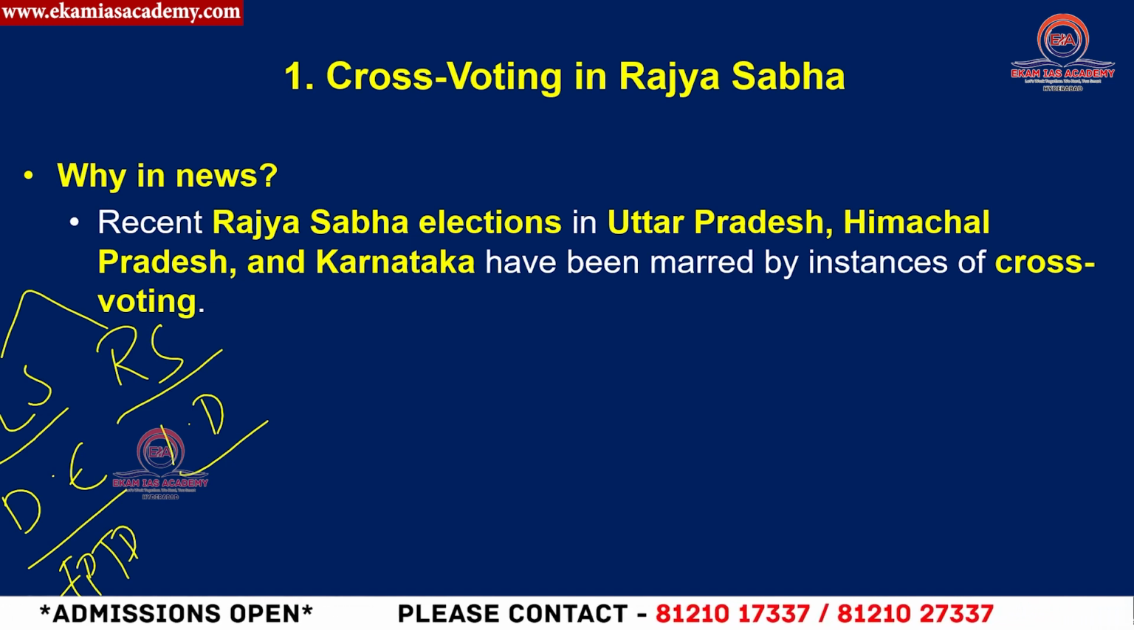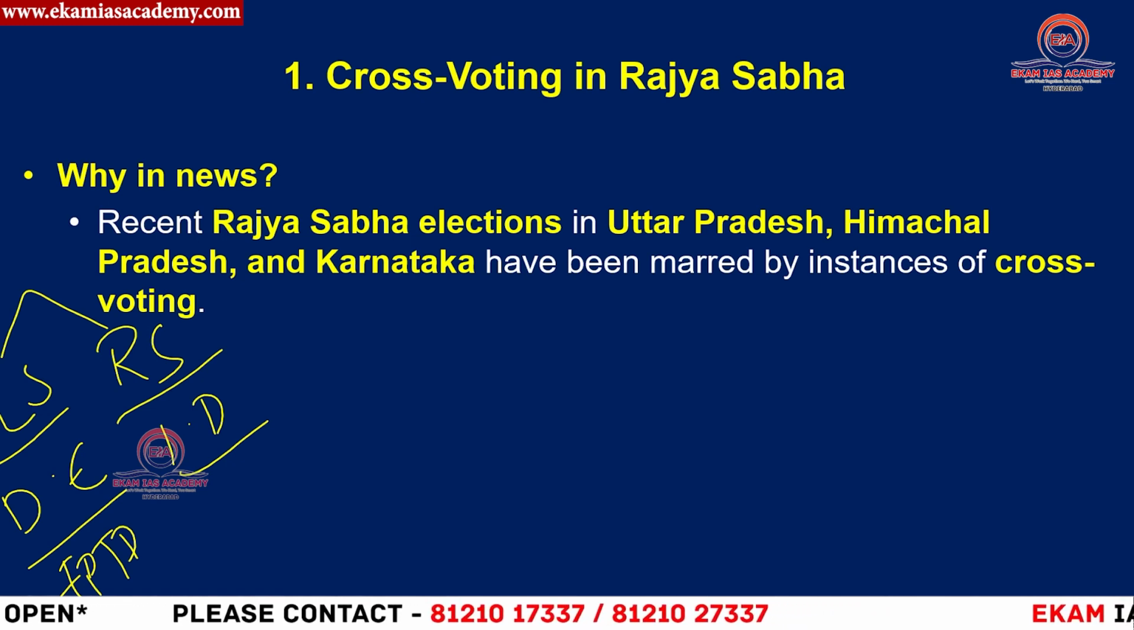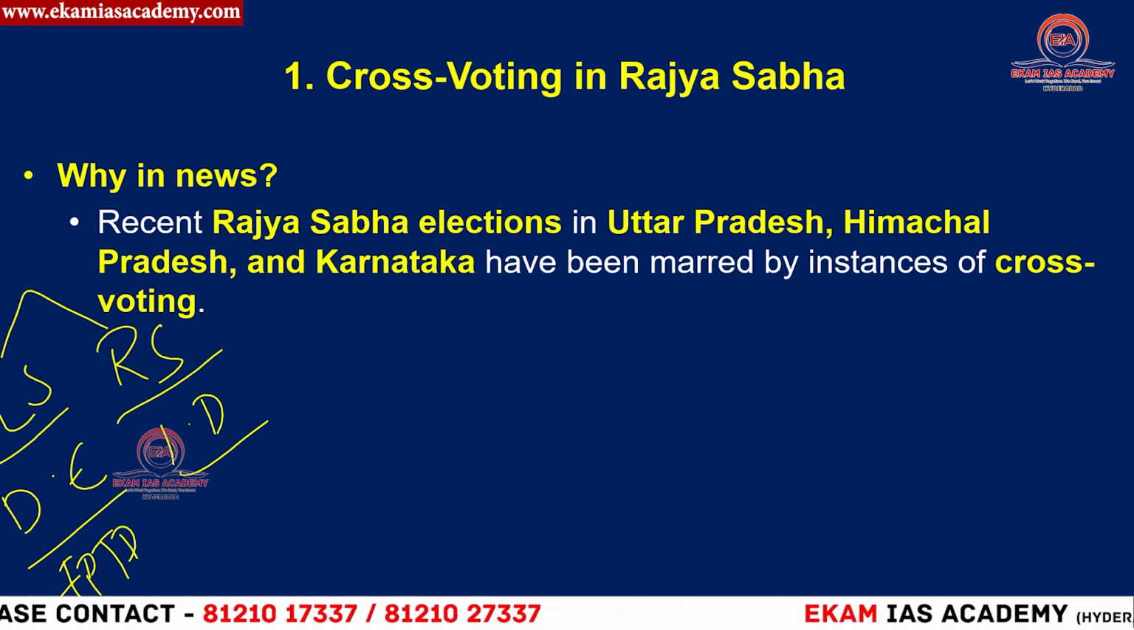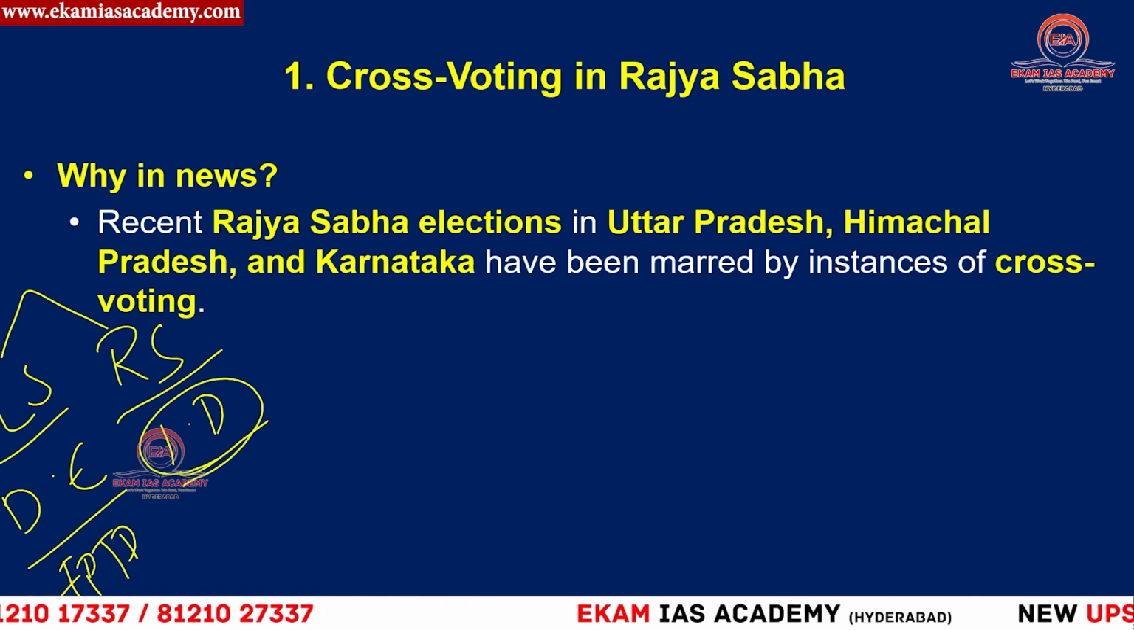That means the state will send their representatives to Rajya Sabha. That means it is not direct election by the people. So here the people will be electing MLAs, or the members of the state legislative assembly. They will elect the Rajya Sabha members. This is what we need to understand as indirect election.